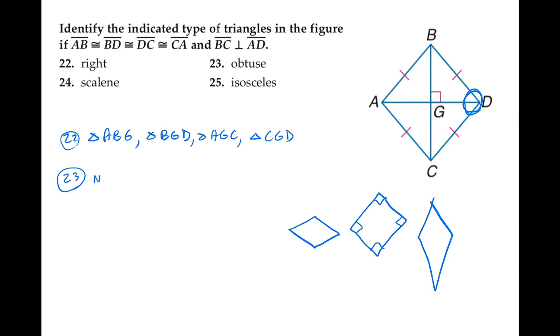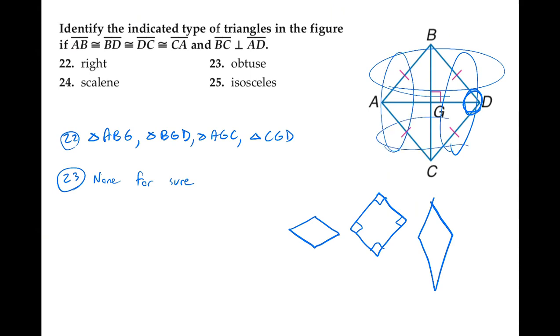So I'm going to say none for sure, but I'm guessing they wanted us to say this big triangle, this big triangle, this big triangle, this big triangle, something like that. But it's actually impossible that all 4 of those are obtuse, and we'll prove that later. So maybe they just wanted those 2, but I would say none for sure. We really have no idea.